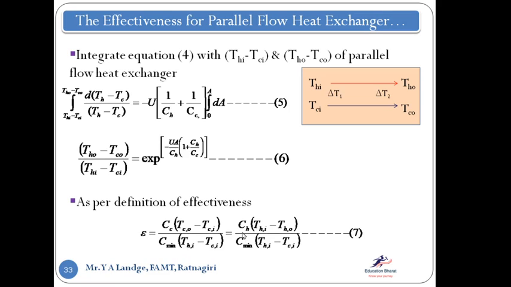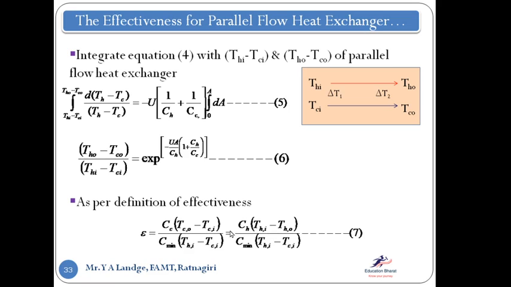Or we can write it as, if the value of CH is minimum, then I can write C suffix H is equal to the... So we are writing this as the effectiveness. This is the one formula for getting the effectiveness, depending on the cold fluid, and we can write this equation on the basis of the hot fluid.